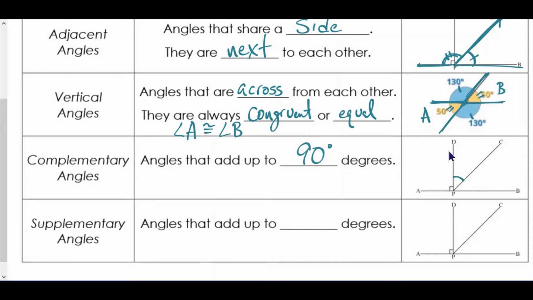So I have an angle here, DPC, and an angle here, CPB, that together they make this 90-degree angle. So these two angles are complementary to each other. We could also say they're complements of each other.